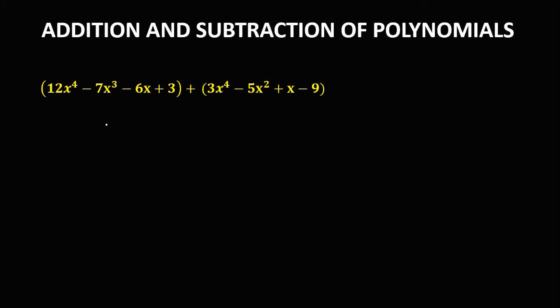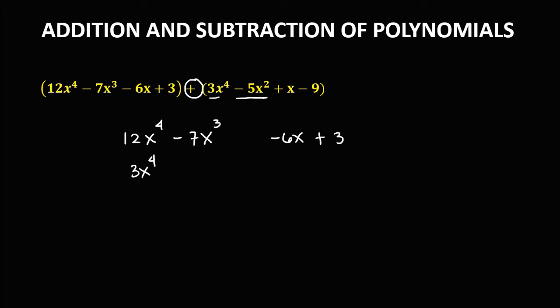Then for this given, for the first group, we have 12x to the power 4, then minus 7x to the power 3. Since there is no x to the power 2, we need to put a space. Then we have negative 6x, then plus 3. Since this one is positive, just bring down all the terms on the second group. So for 3x to the power 4, align to 12x to the power 4. So this one is 3x to the power 4.